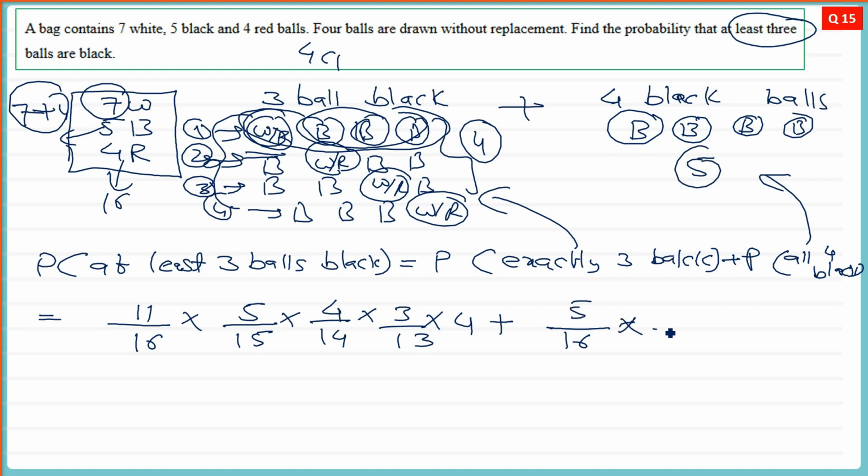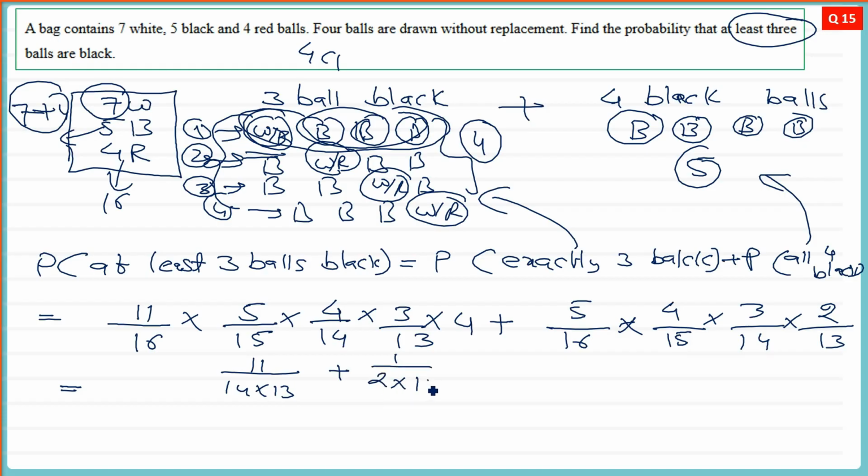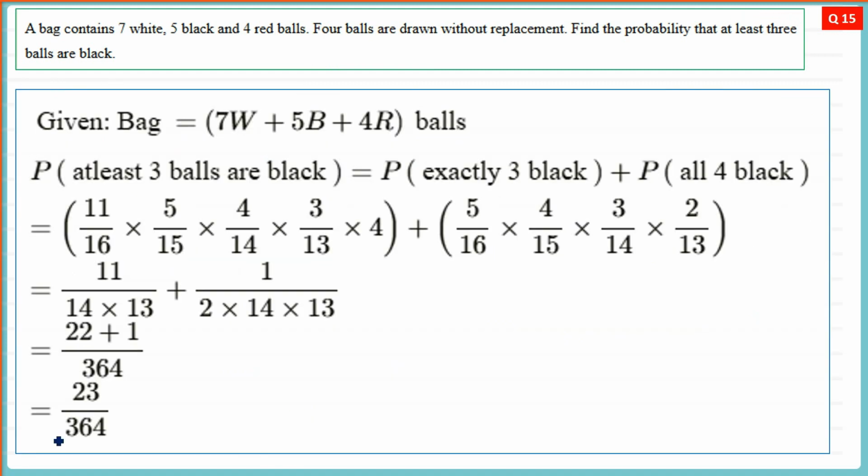Now 5 by 16 is the first black ball because 5 are black balls, 16 are there. Then 1 is being taken, 4 by 15. 2 are being taken, so 3 by 14. 1 more is being taken, so 2 by 13. So this black is quite easy because there are only 4 blacks. The first part, which is exactly 3 black, you need to just understand that. When you compute this, I hope you'll be able to do that, and that is going to come as 23 divided by 364. So this was a good question.